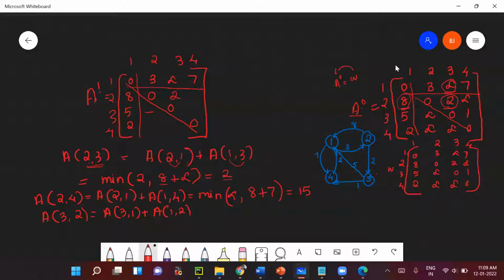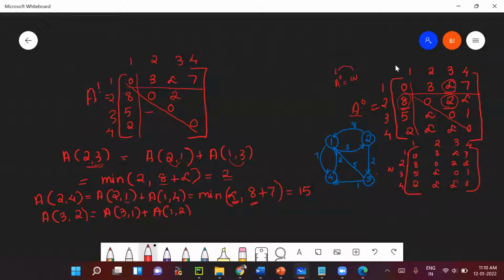Now similarly, we are getting the value for 2, 4. What is 2, 4? We are going to find a path via 1. That's why we are splitting and writing it as A of 2, 1 plus A of 1, 4. Now check the value of 2, 4 from A0. In A0, the value of 2, 4 is infinity. So we are writing infinity. Then the value of 2, 1 in A0 is 8, right? So we are writing 8.